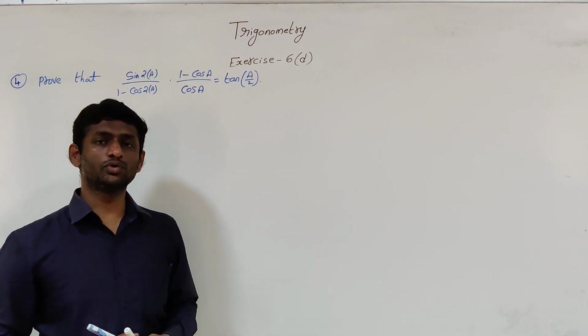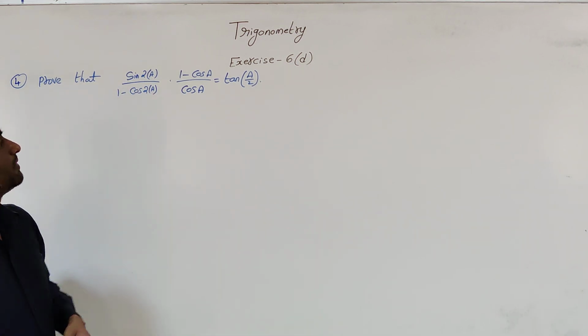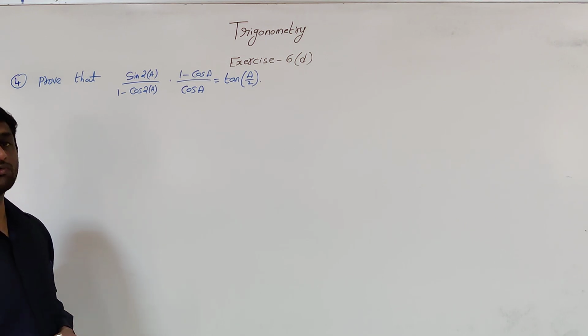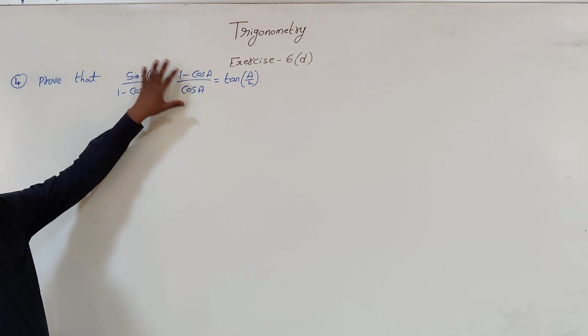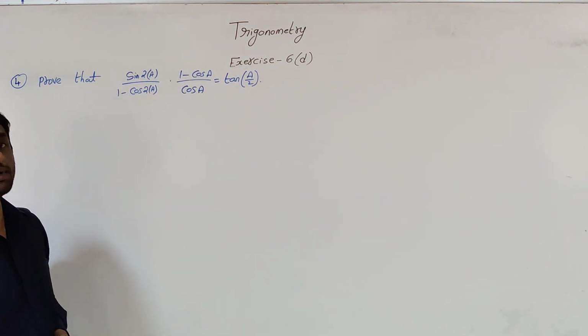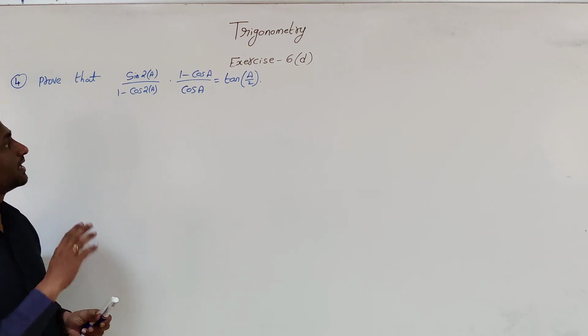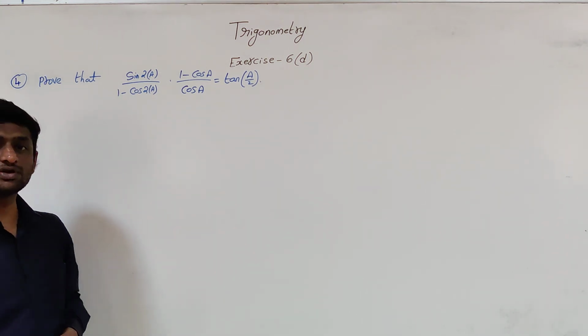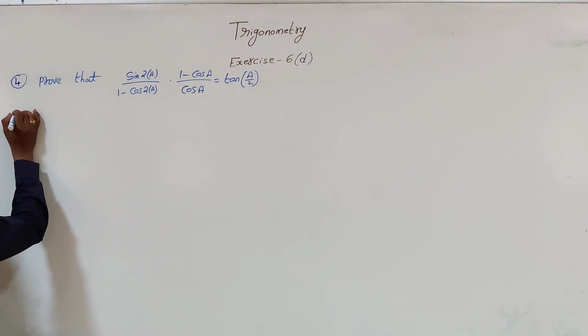Next problem is prove that sin 2a by 1 minus cos 2a into 1 minus cos a by cos a is equal to tan of a by 2. If you take the LHS, we have to transform it into half of the angle, that is, the given angle a should be converted in terms of a by 2. How? We'll see the proof.